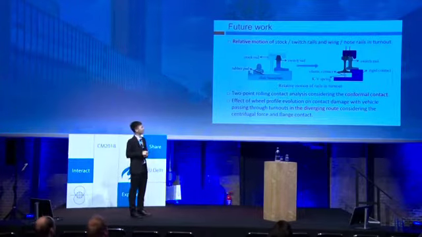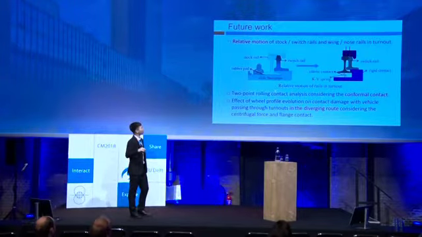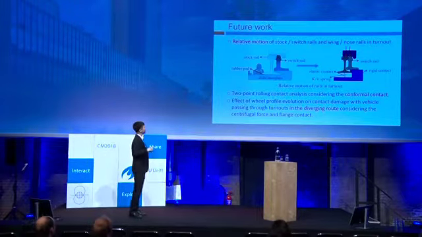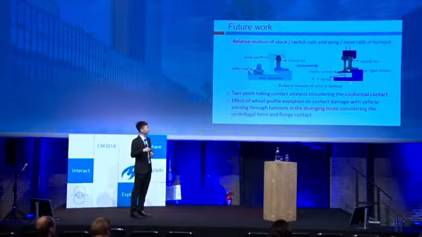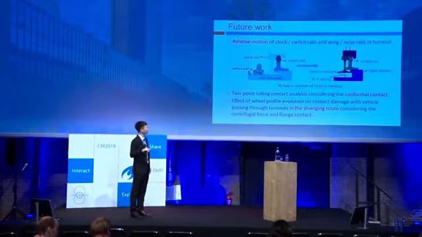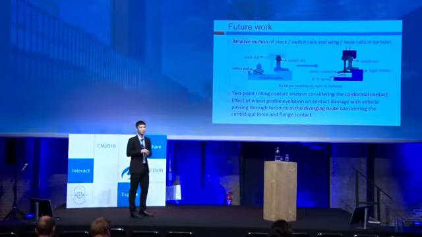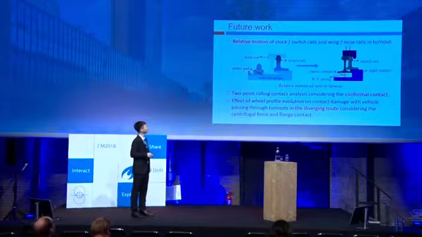In the future, we will consider three characteristics. The first one is the relative motion of the rails in the turnout, which is one of the most outstanding characteristics in turnouts. Another one is that the two-point rolling contact analysis, considering the conformal contact, will be improved. And finally, the simulation with the vehicle passing through turnouts in the divergent route will be carried out later.